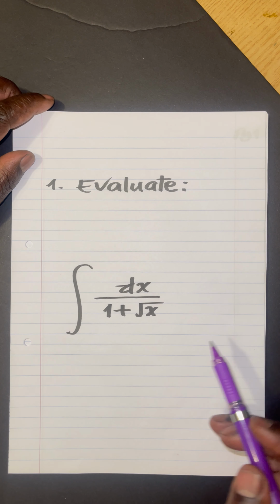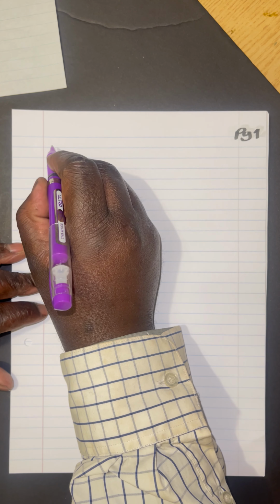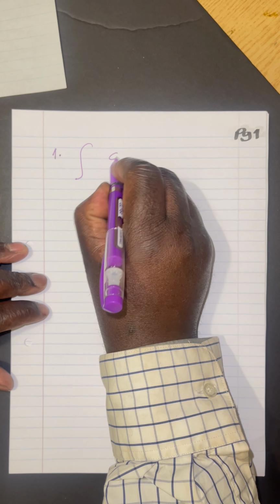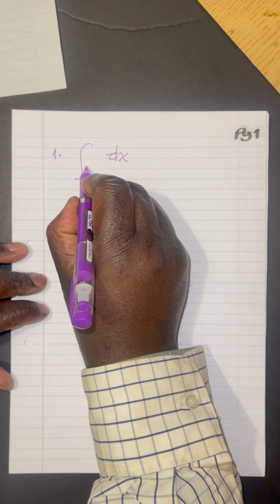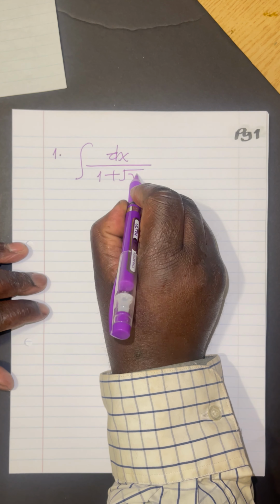And our first integral is the integral of dx all over 1 plus square root of x. So let's go straight into it. Going to page 1, we have the integral of dx all over 1 plus square root of x.